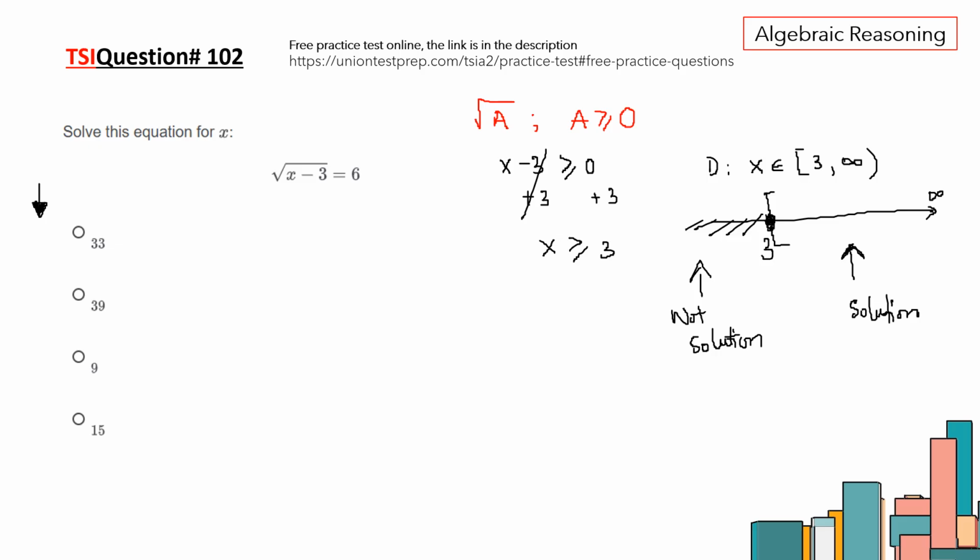So how do we work on this one? We just square both sides. And why do we square both sides? We see the square root, and to get rid of it, we have to square both sides. The square and the square root cancel. 6 squared is 36. Now we do the opposite of what we see. So minus 3, we want to isolate x, so we add 3 to both sides.